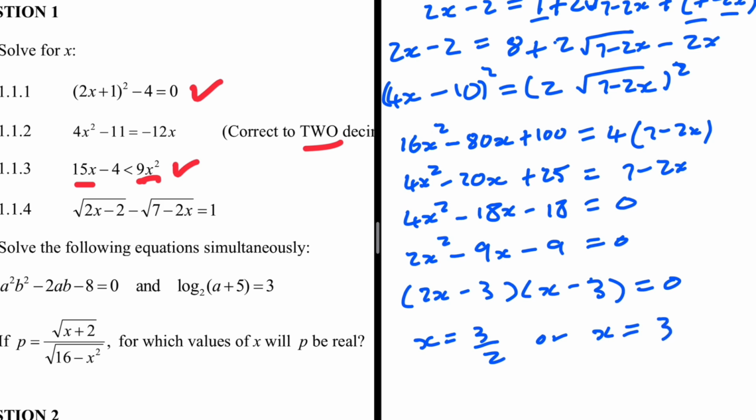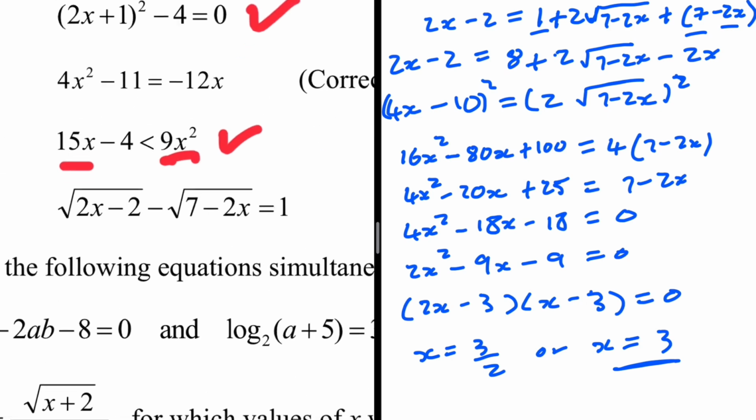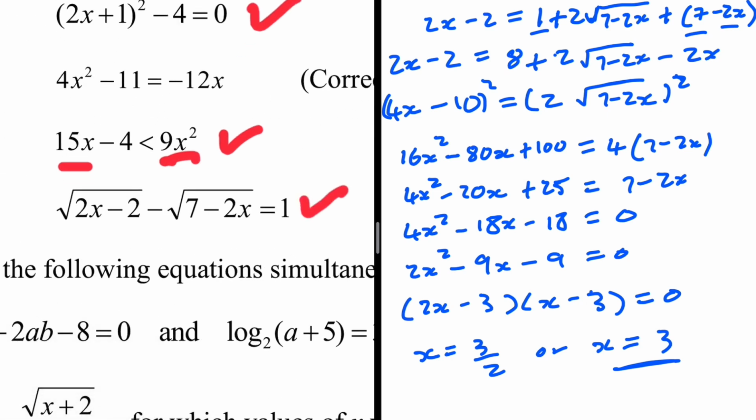Okay, with these questions, when we're dealing with square roots, we always have to test if all the solutions are actually correct. So you substitute the 3 over 2 back into the equation itself, and you also substitute 3. In doing that, you will find out that 3 over 2 is not a solution to this equation. Only x is equal to 3 is a solution. Okay, there we go.